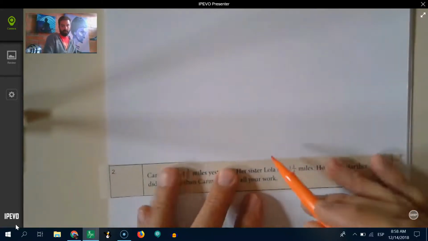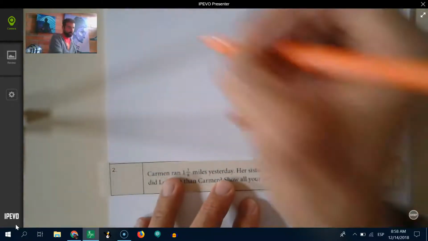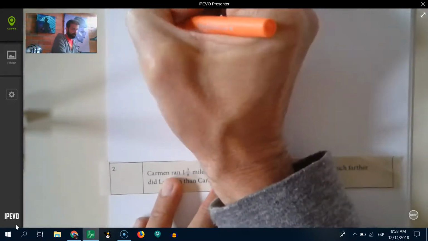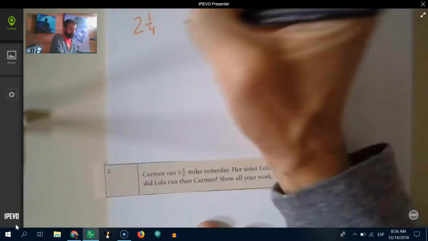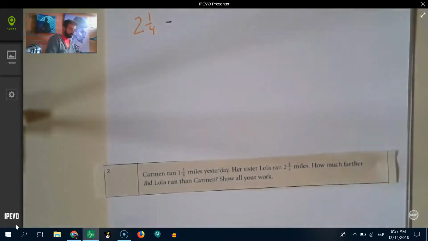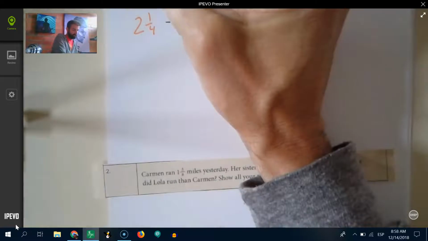So I'm going to want to do the bigger number first, 2 1/4, and I'm subtracting from that 1 3/8.